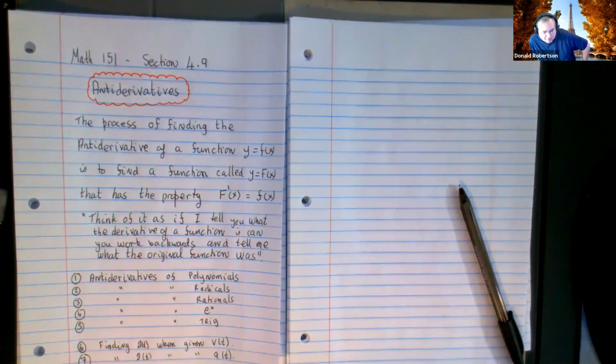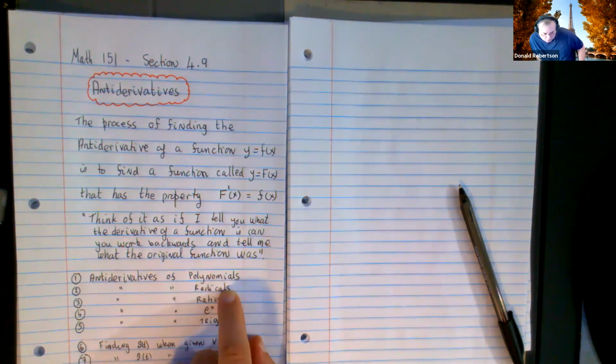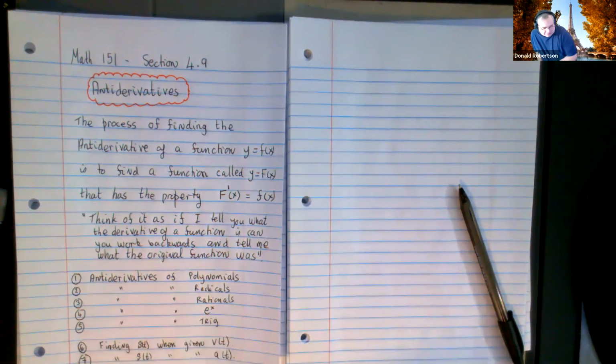Sounds very cyclic, but think of it like this. If I tell you what the derivative of a function is, can you work backwards and tell me what the original function would have to be to get that derivative? So right now, you normally get a function and you find its derivative. Can you think, I'm telling you the derivative, can you work backwards and find the original function? And we are going to find antiderivatives of polynomials, radicals, rationals, exponentials, and trig functions.